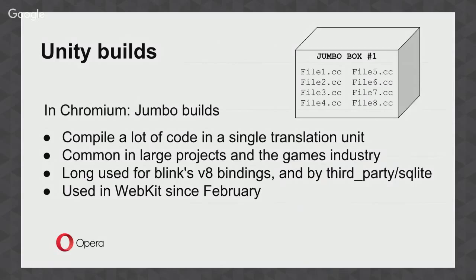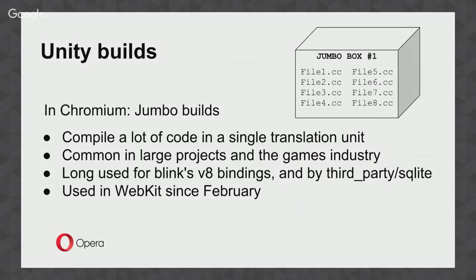There are different things that this improves. This is common in large projects, not uncommon at least, and it's been common in the games industry. In the games industry, they've used this as a full program optimization tool, before full program optimization, I guess. But for us, it's basically compile time. That's what we want to gain. It's actually been used in Chromium before as well. If you have studied V8 bindings, you might have noticed that they are compiled in big chunks. That is a Unity build solution.